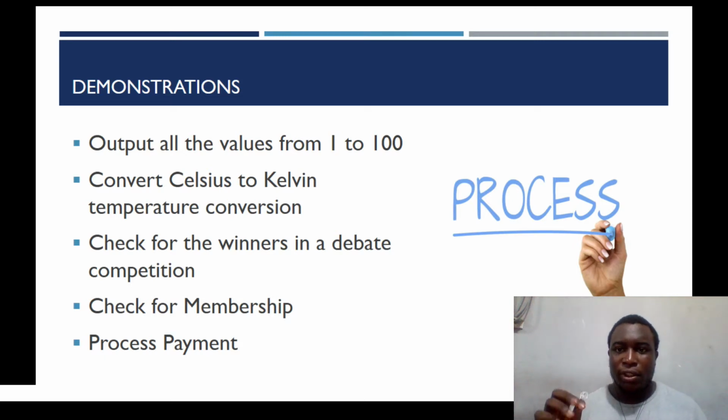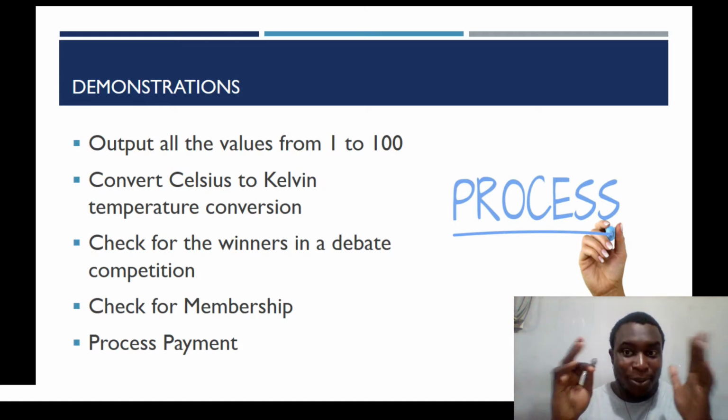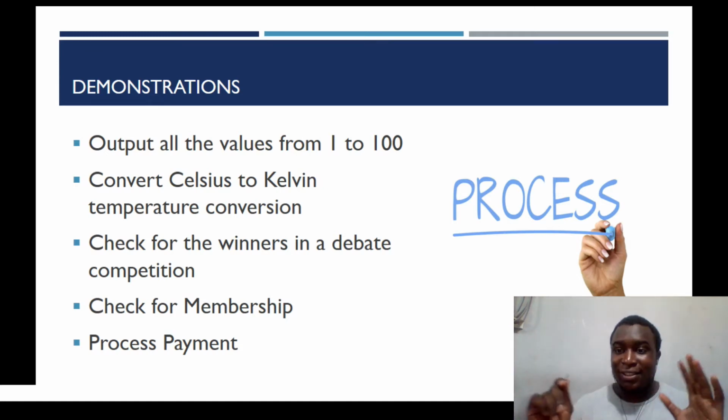We are going to be creating the algorithm and the flowchart to output all the values from 1 to 100, convert Celsius to Kelvin, check for winners in a debate competition, then check for membership and to process payments. We are going to be doing the algorithm and the flowchart for all this because I want you to understand. This is not rocket science, it's something you can comprehend. So let's get to it. The first one we are going to be talking about is to output all the values from 1 to 100. So let's get started.